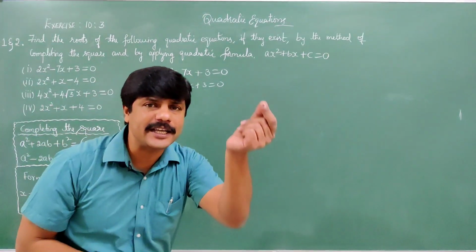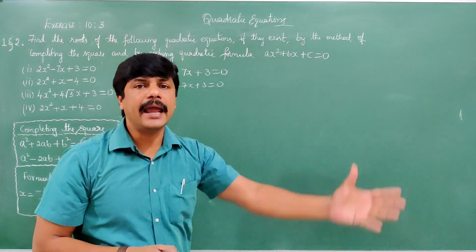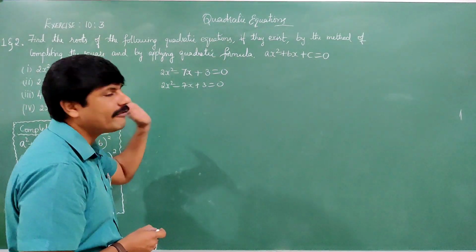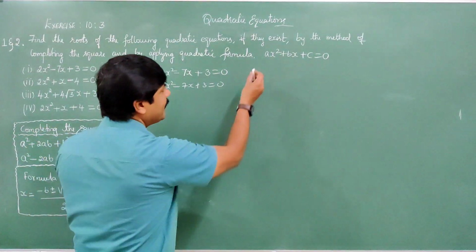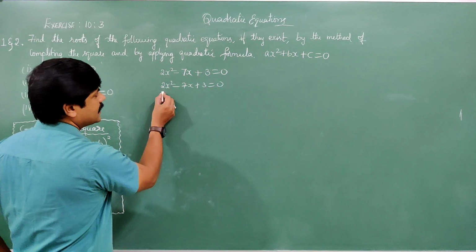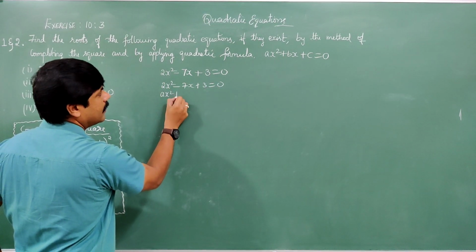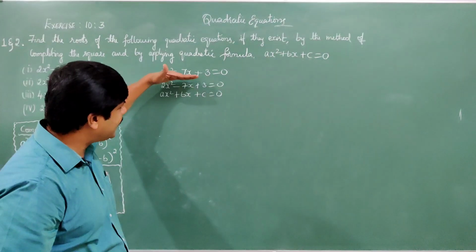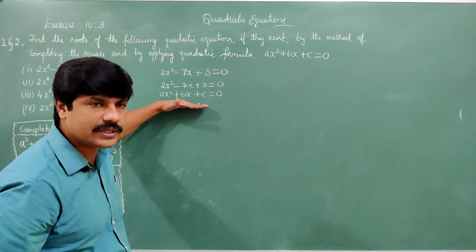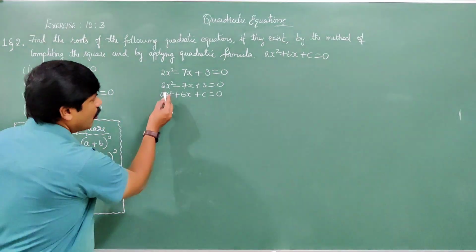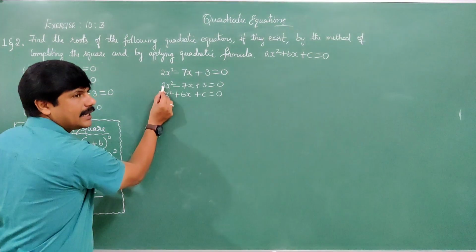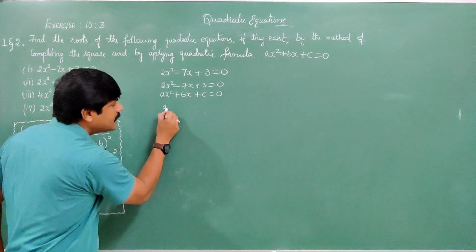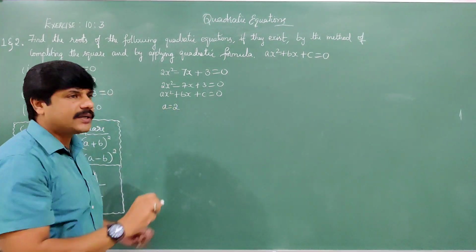what kind of coefficient is present for x square. So that is a. What is the value of a here? The value of a is nothing but, when you compare this with ax square plus bx plus c equals 0, the given equation with the standard equation, you will come to know what is there behind x square. It is 2 here. That is a is equal to 2.